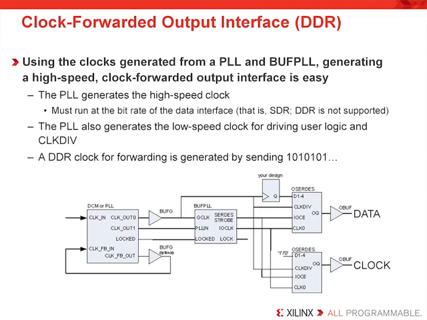The data OSERDES sends the high-speed data. The clock OSERDES, this is the lower SerDes block in this example, sends that fixed pattern of 1010, thus making one transition per bit period. This is a double data rate clock associated with that interface. An interface generated in this manner can be easily received by an FPGA using the clocking described for receiving a high-speed double data rate interface.